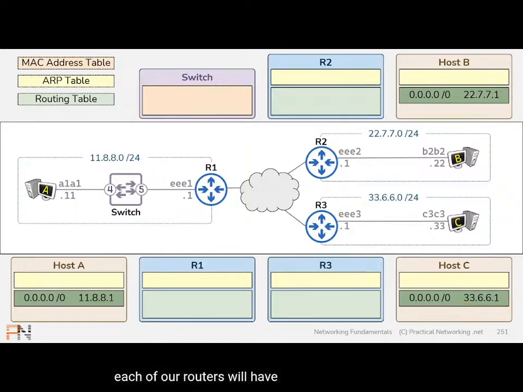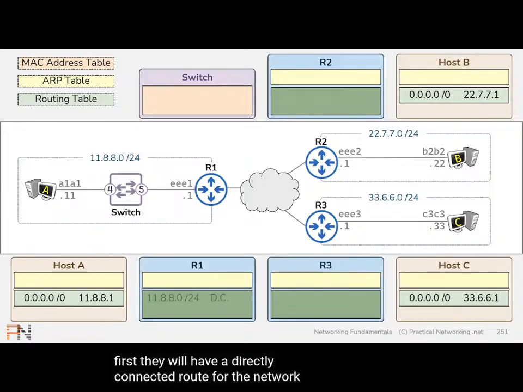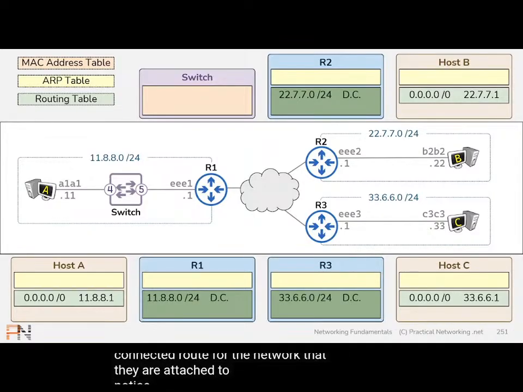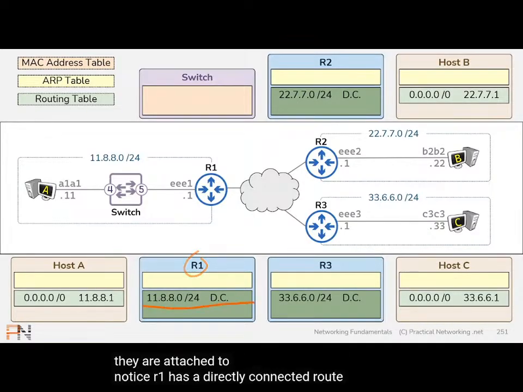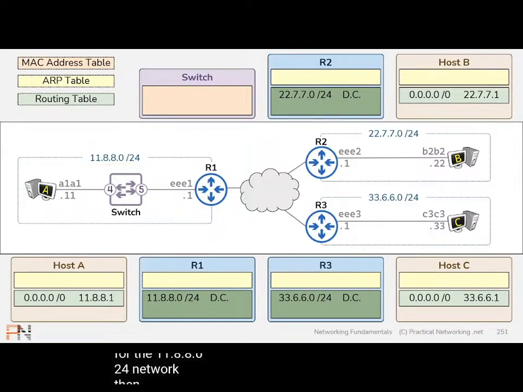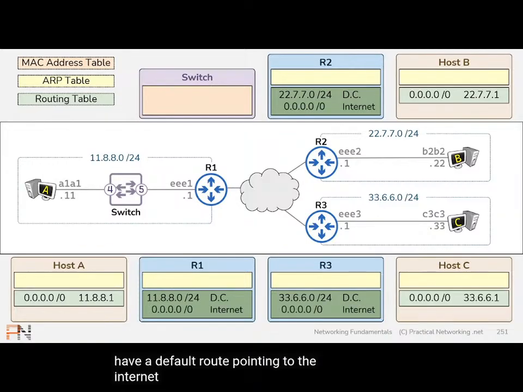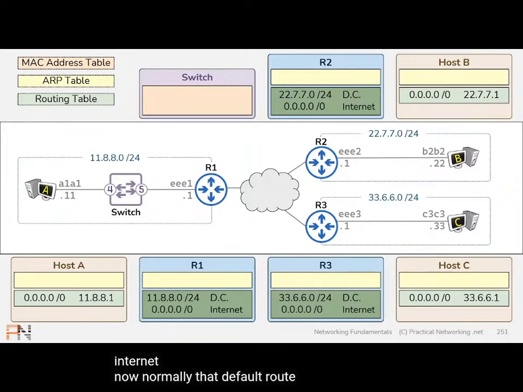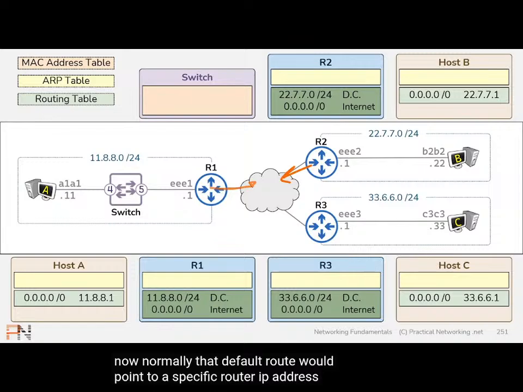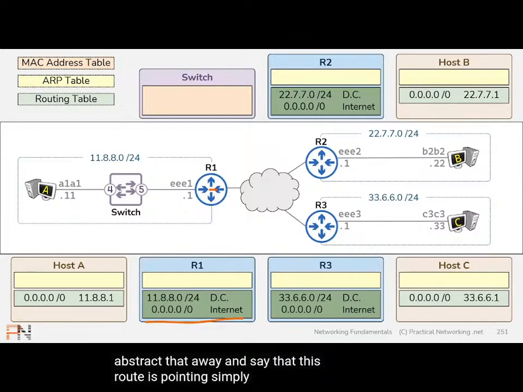Each of our routers will have two routes. First, they will have a directly connected route for the networks that they are attached to. Notice R1 has a directly connected route for the 11.8.8.0/24 network. Then each of the routers are going to have a default route pointing to the internet. Now normally, that default route would point to a specific router IP address somewhere on the internet. But to keep things simple, we'll simply abstract that away and say that this route is pointing simply to the internet.